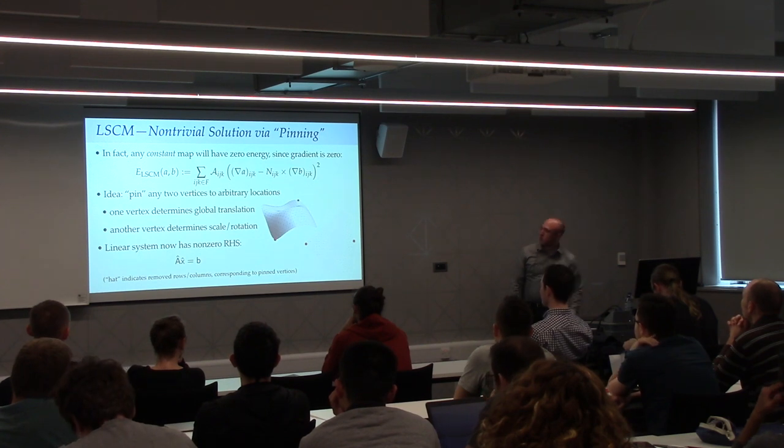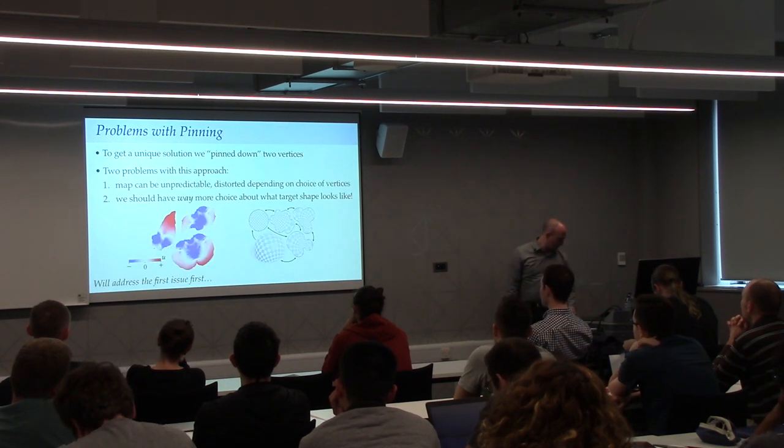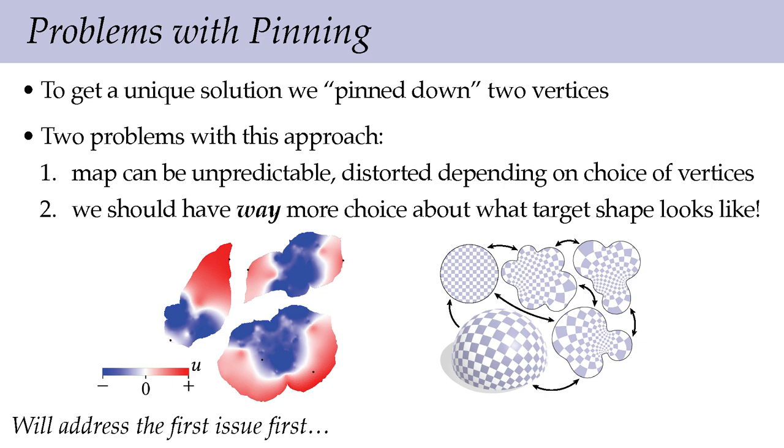Okay, and just going through a little bit of details about pinning these things down. So I said this is a problem. So we said, okay, we pinned down these two vertices. Sounded okay. We specified the translation and the scale and the rotation of this map. Why is that bad? Well, for one thing, it ends up just being a bad idea numerically.